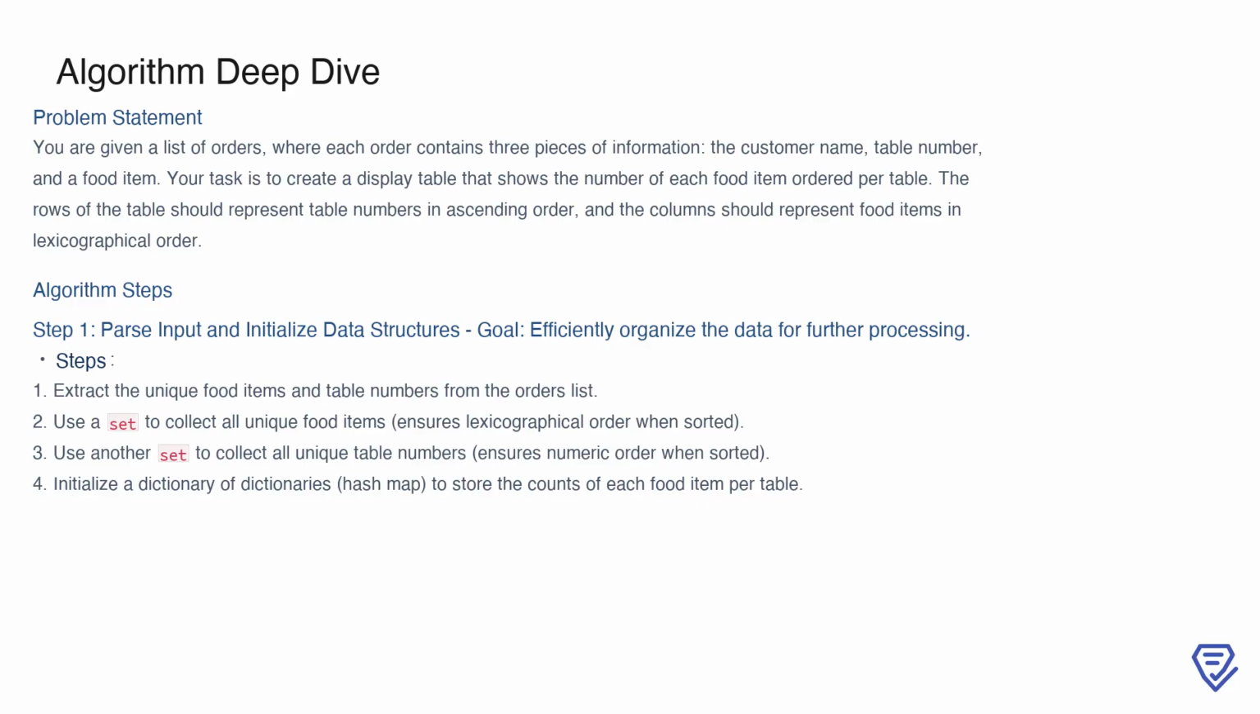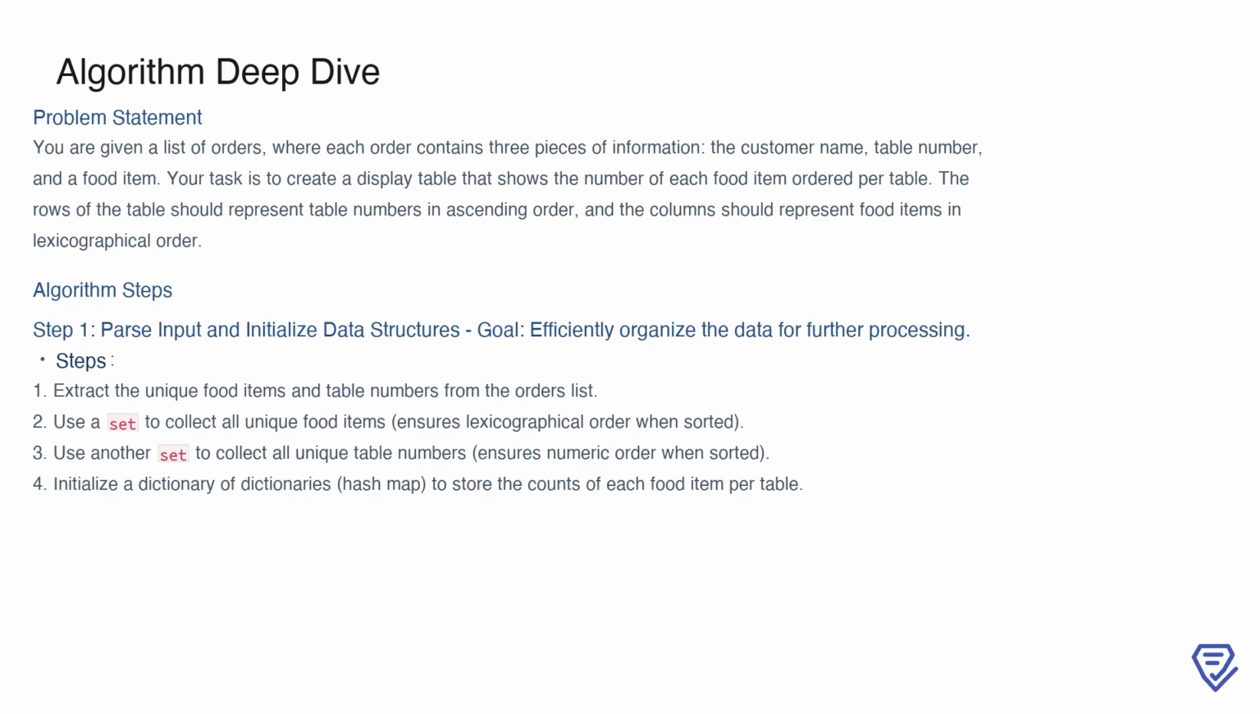To achieve this, the first step is to parse the input and initialize the necessary data structures. We begin by extracting all unique food items and table numbers from the orders list. Using sets for this ensures that duplicates are automatically handled, and sorting them later will give us the desired lexicographical and numeric order. Next, we initialize a dictionary of dictionaries, which will allow us to efficiently track the count of each food item for every table.